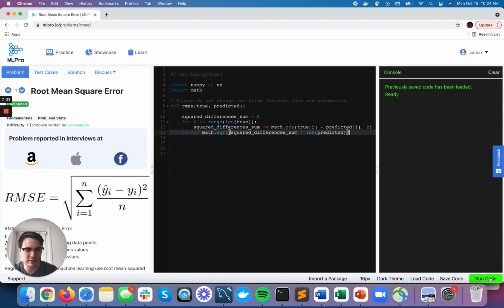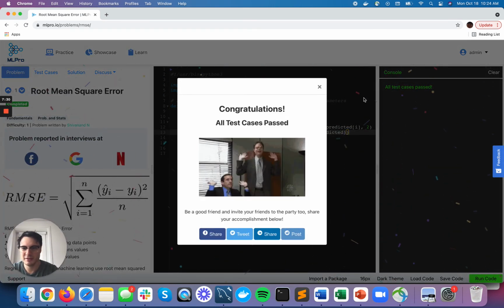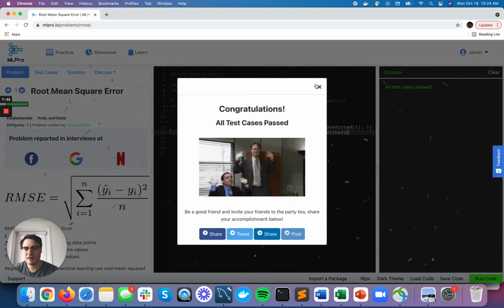So let's see if it works. I'm hitting run code. And yay, it worked. So that's root mean squared error for you.